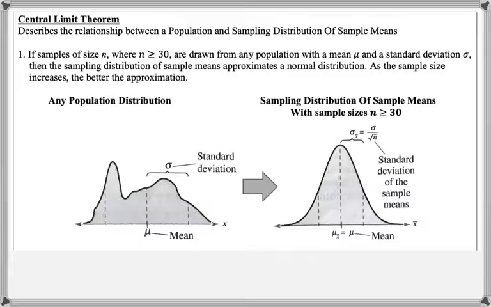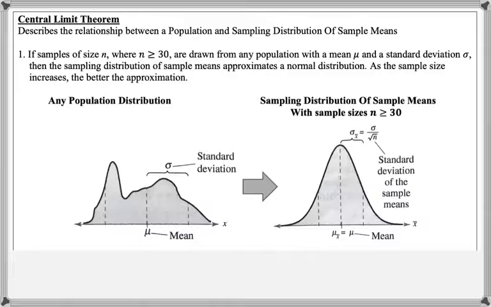This section is on the central limit theorem, and this describes the relationship between a population and a sampling distribution of sample means. So there are two cases. The first case says, if samples of size n, where n is greater than or equal to 30, are drawn from any population with a mean mu and a standard deviation sigma, then the sampling distribution of sample means approximates a normal distribution. As the sample size increases, the better the approximation.